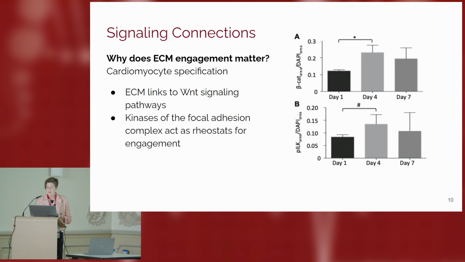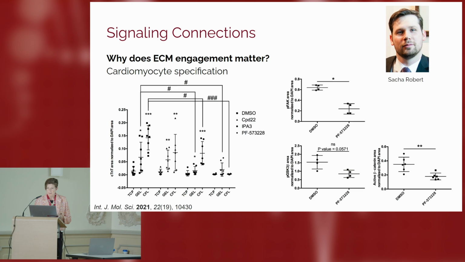Similarly, we saw an increase in phospho-ILK. We've done many more experiments since then that further confirm this interplay between elements of the focal adhesion complex and Wnt signaling. This work was done by Sacha Robert. I point you to this recent publication so you can see all the details. But essentially what he found is that not only was ILK involved, so if you inhibit with CPD22, you see a reduction in the differentiation we saw with OPT. Similarly, with inhibition of focal adhesion kinase, we see an even more dramatic decrease, further supporting that link between the focal adhesion complex and Wnt signaling.